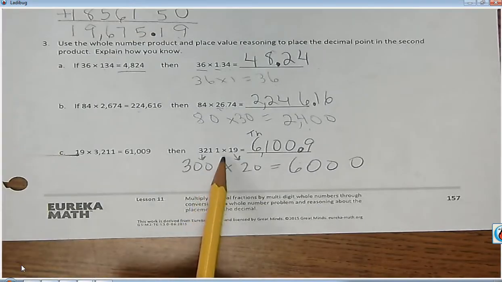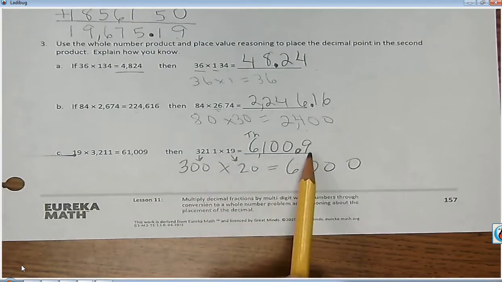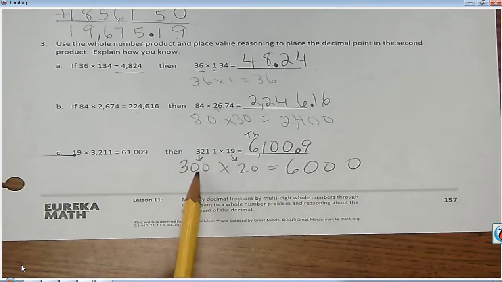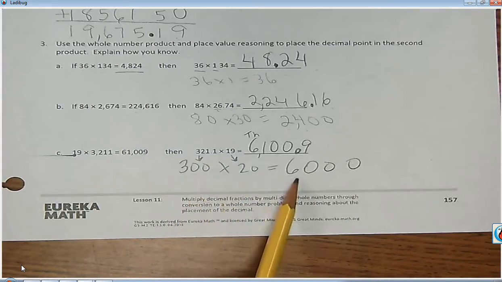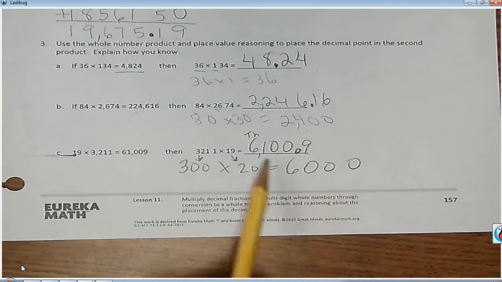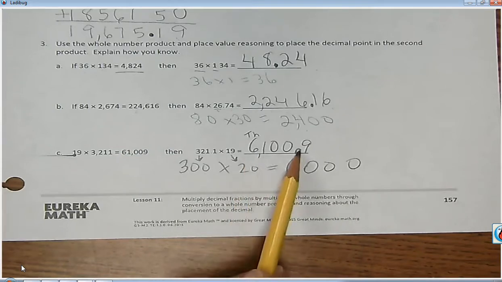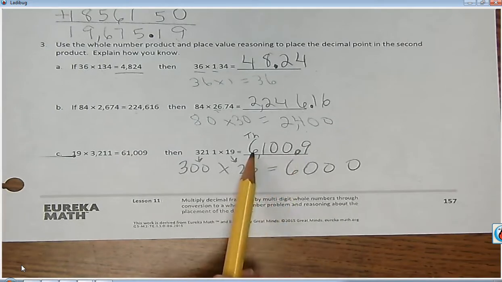So this should be my tenths. So I should have my tenths in my answer. And then I used whole numbers to kind of think if it made sense. I should get about 6,000. So the decimal point needs to go there to have 6,000 something.